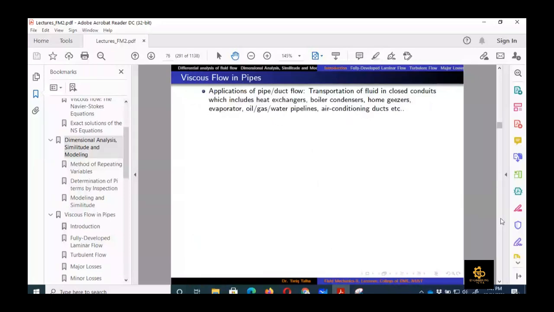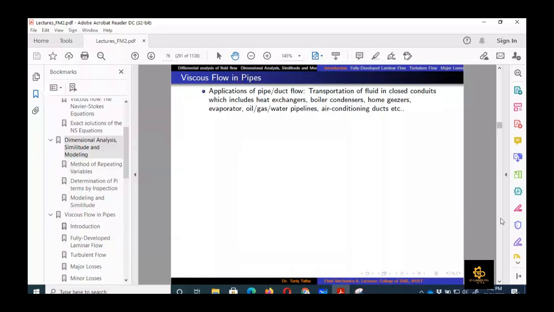Transportation of fluid includes conduits like oil pipelines, gas pipelines, sewage, and then we have engineering applications like boilers, condensers, and home applications like home heaters, evaporators, oil, gas, water pipelines, air conditioning, and ducts. So we are pretty confident that there are quite a few applications, and that's why we are studying this chapter number 8.